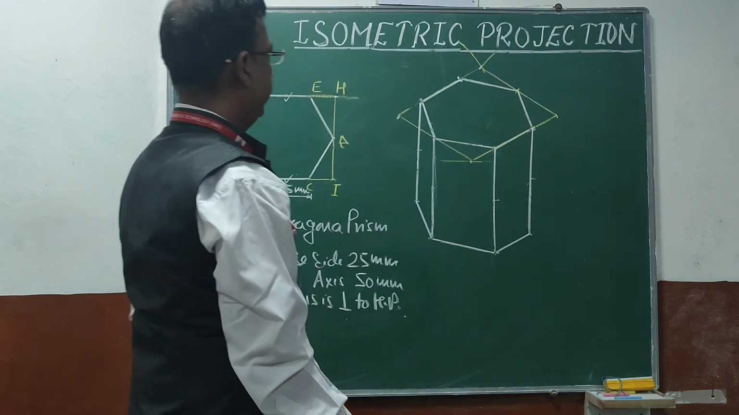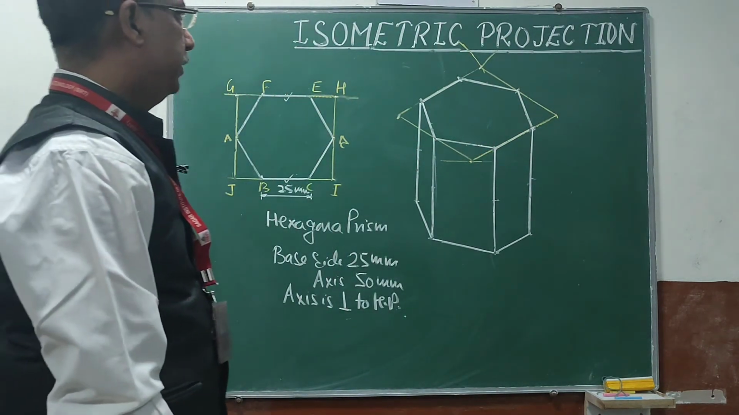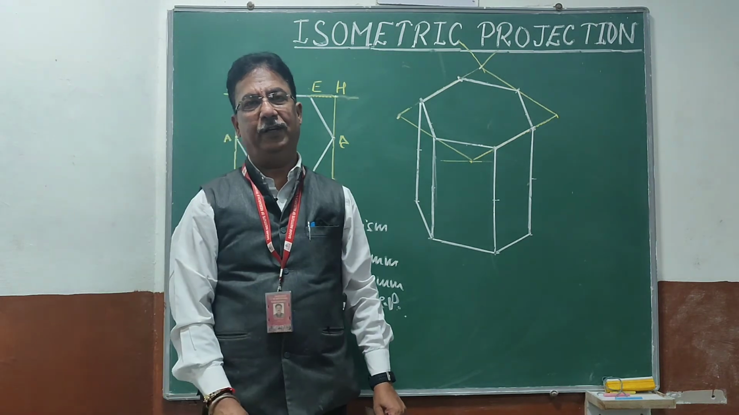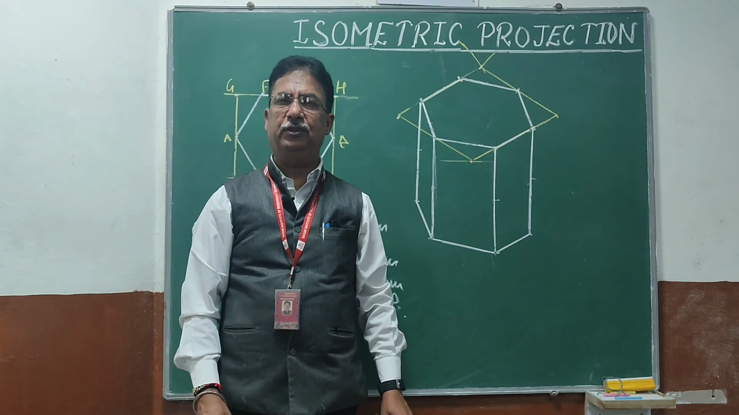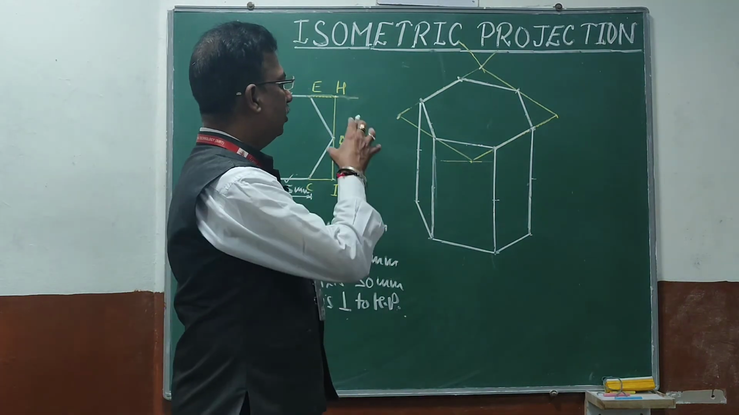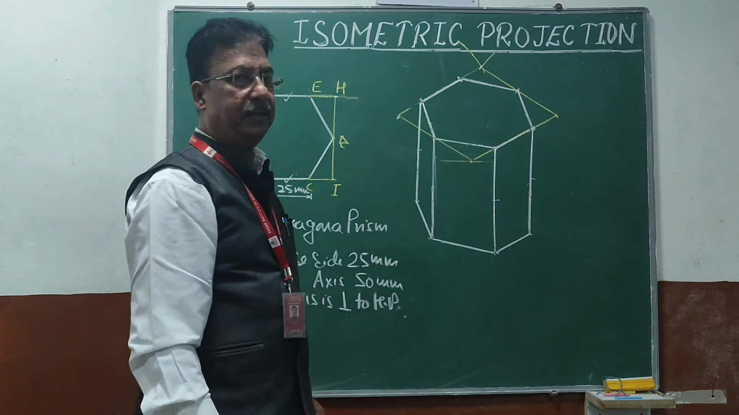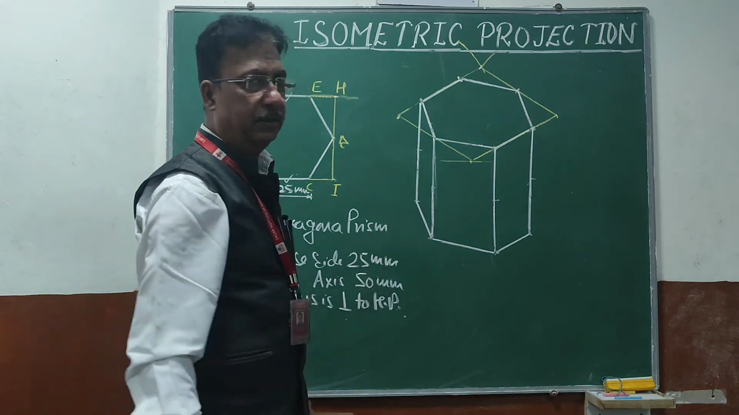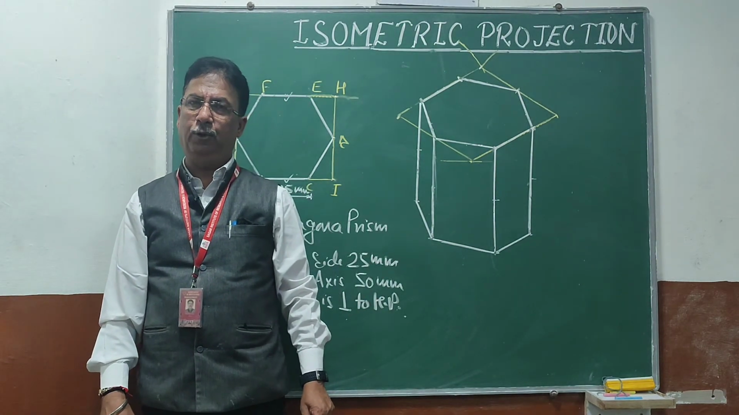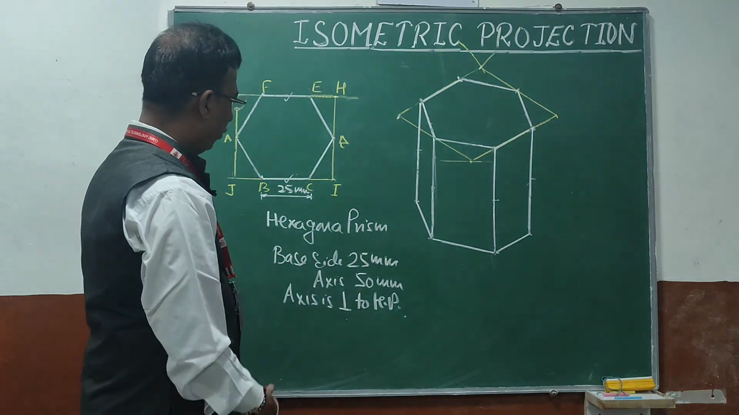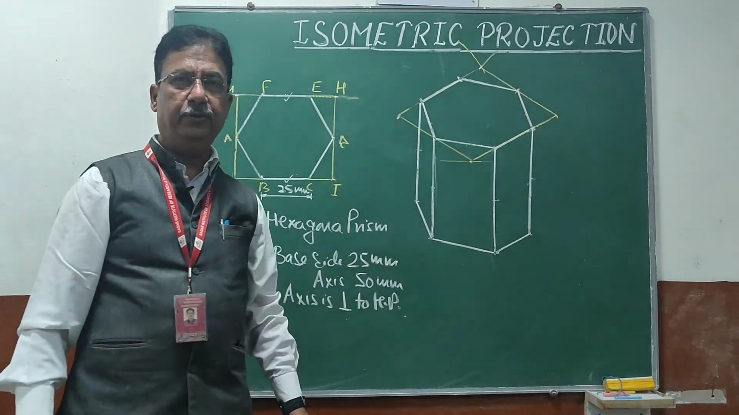Now look at the figure. This is the isometric projection of a hexagonal prism. So this is the very simplest way: just draw the top view and give the third dimension, and you can easily get the isometric projection of a hexagonal prism. I hope you understand the concept. Draw it in your notebook. Thank you very much.